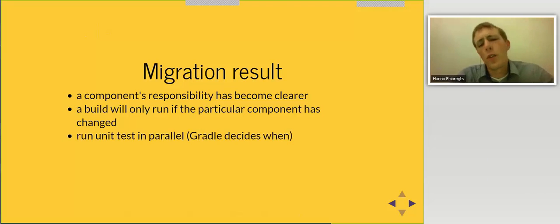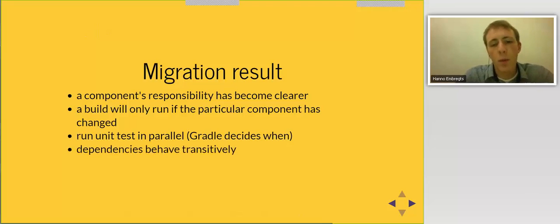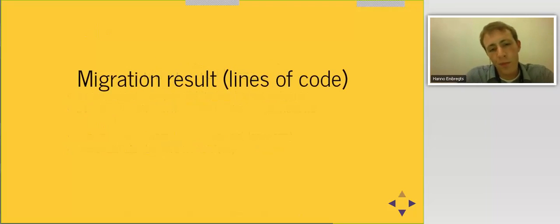Well, I haven't actually told you this, but Gradle can run unit tests in parallel, and this is also possible with Ant, by the way. But Gradle decides when to run it in parallel, so you can set it to an auto mode, and it will just decide when parallel running is wanted, and it will work. So they can run a bit faster. And we also made sure that these dependencies were not doubly defined, so they behave transitively right now. And there was only one of each.